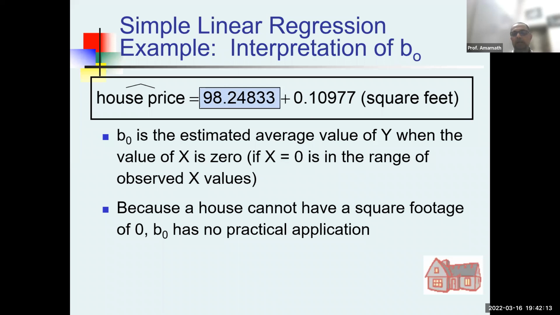Because a house cannot have a square footage of 0, B0 has no practical implication. Mathematically it is correct, but a house cannot have square footage 0. We are not talking about selling an empty space to anybody. That has no value. This is how our interpretation should go.